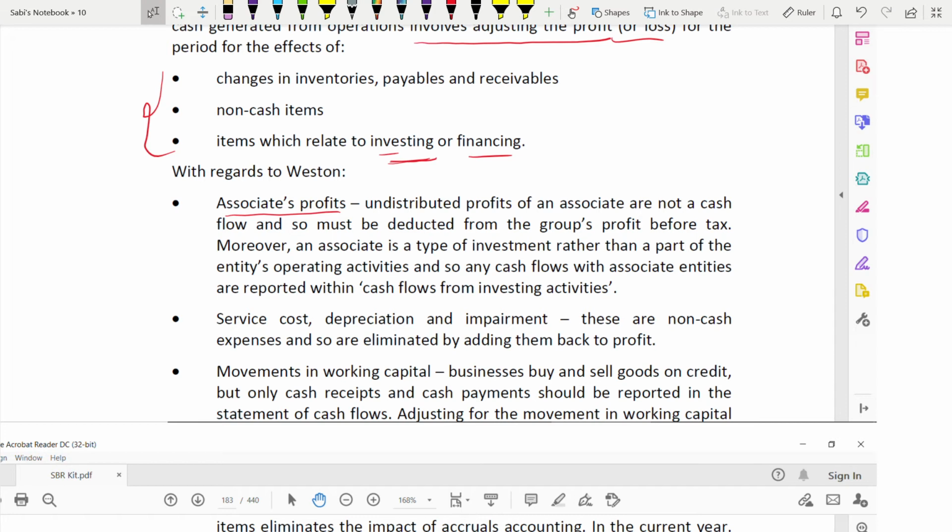Okay, 3 items and 3 different bullet points. So this one is working capital. WC, they talked about working capital. This is non-cash. This is also non-cash. This one is relating to investing or financing. So here what they told, they gave the 3 points. Here now they are putting it in practice. Okay, with examples they are telling you. This is how you need to build up your answer. With regard to Weston, we are linking it to the case study now from here onwards.